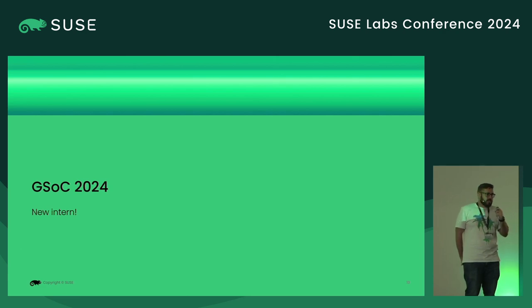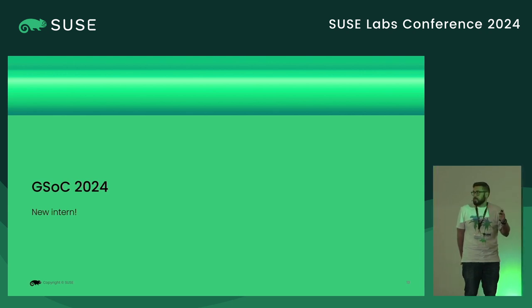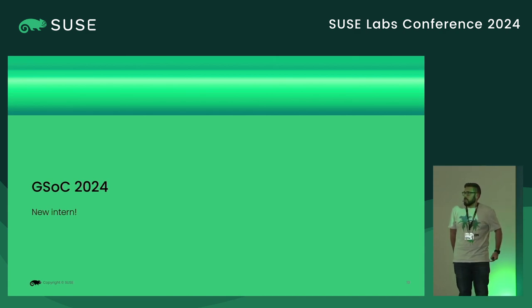Because the past year was a good experience, I propose a new project for this year to continue doing this. So we have an intern this year. We have two applicants, so that's nice, and two good real proposals, so it was good. I have to choose.